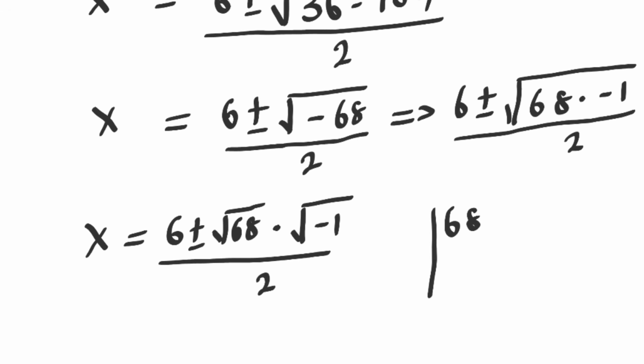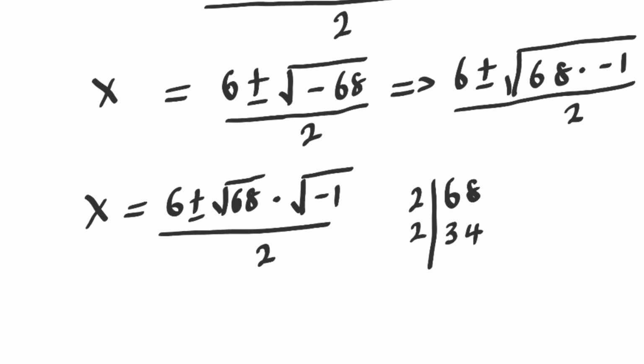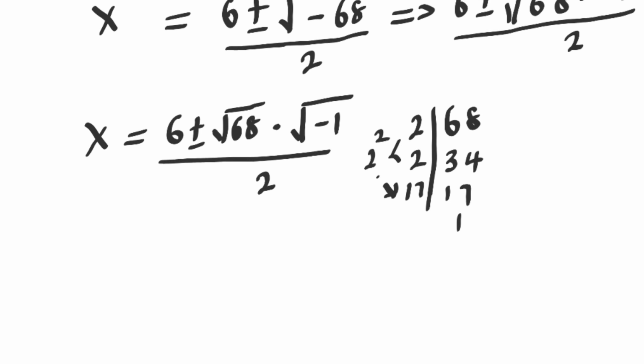68. Let's divide it by 2. 2 in 6, 3. 2 in 8, that is 4. 2 goes in 34. 2 in 3, 1. 2 in 14, that is 7. Then we have 17 in 1. Here, this is 2 squared multiplied by 17. Therefore, 68 is equal to 2 squared, that is 4 multiplied by 17.